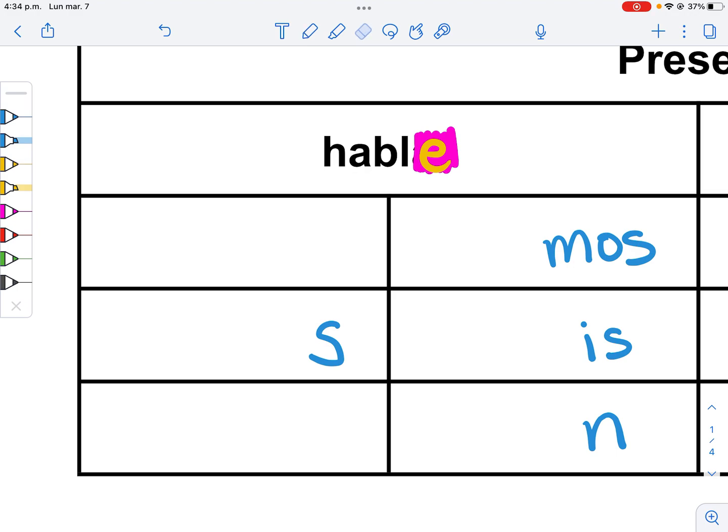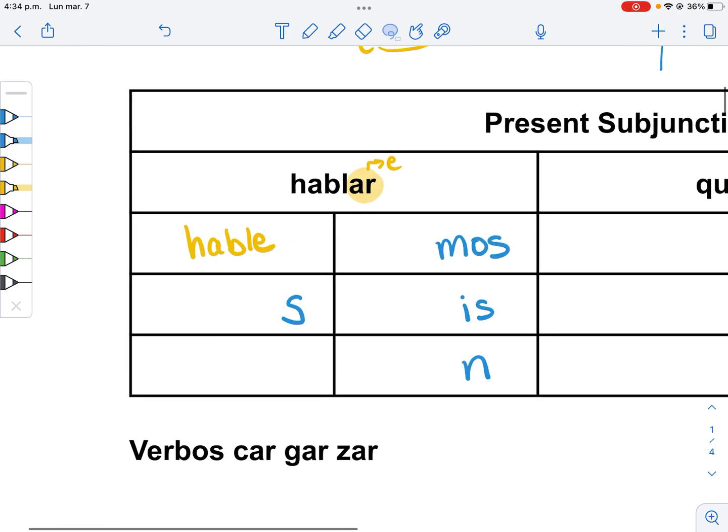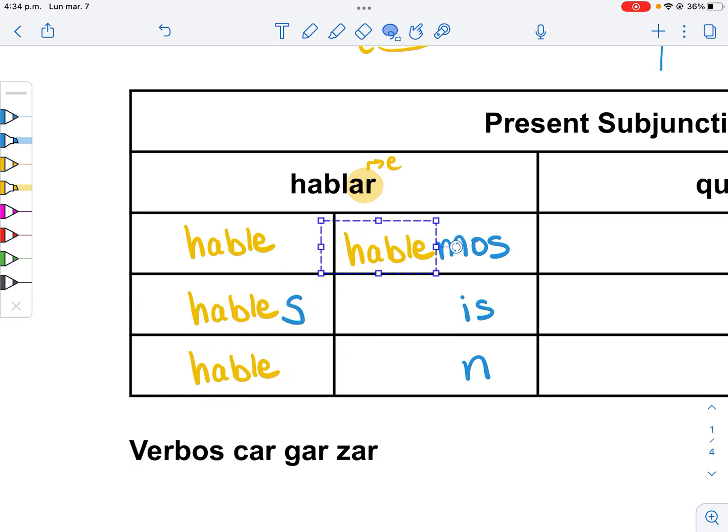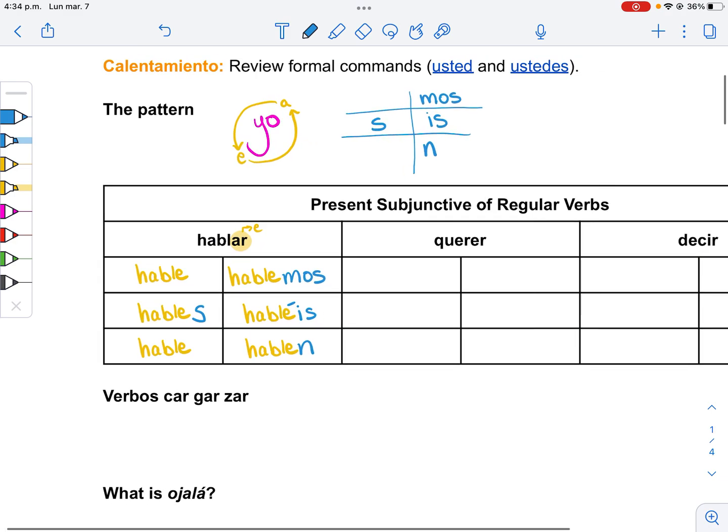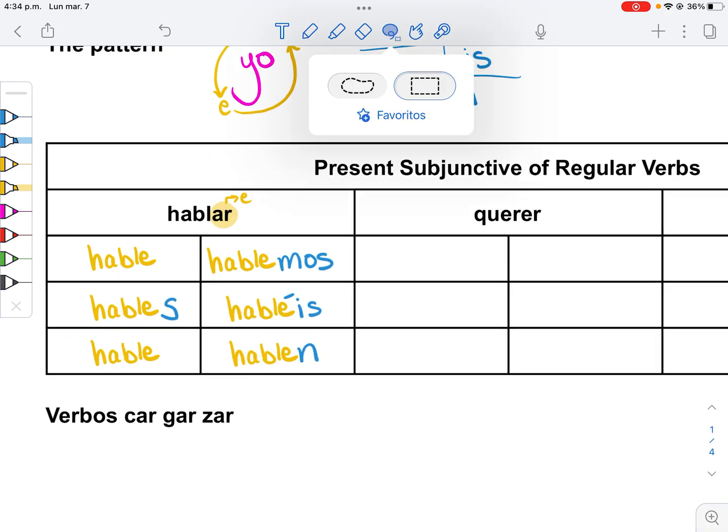Now that we have our AR ending, that's going to switch to an E, giving us hable. And that forms the foundation for everything else. So we have yo hable, tú hables, él hable, nosotros hablemos, vosotros habléis, y ellos hablen. Got to put an accent on that habléis though. Okay.